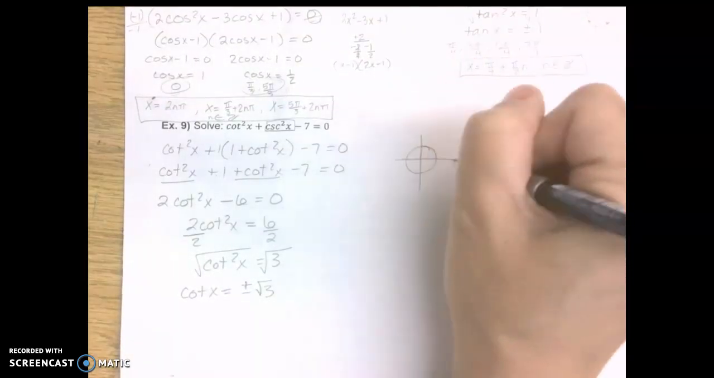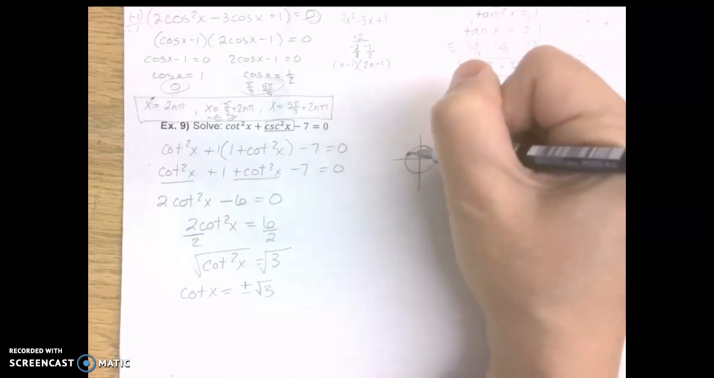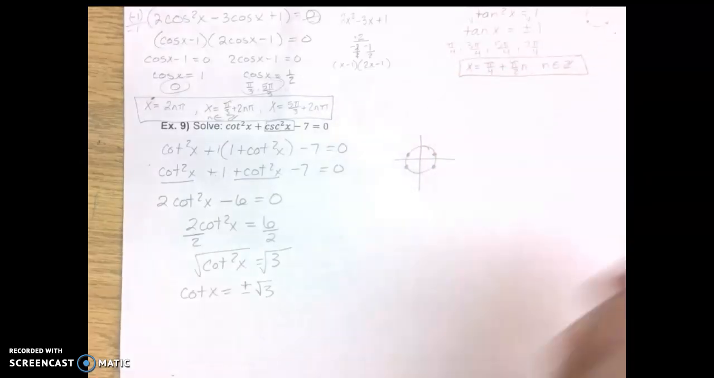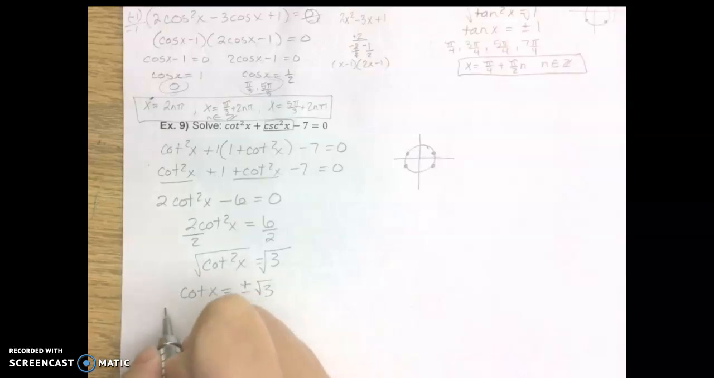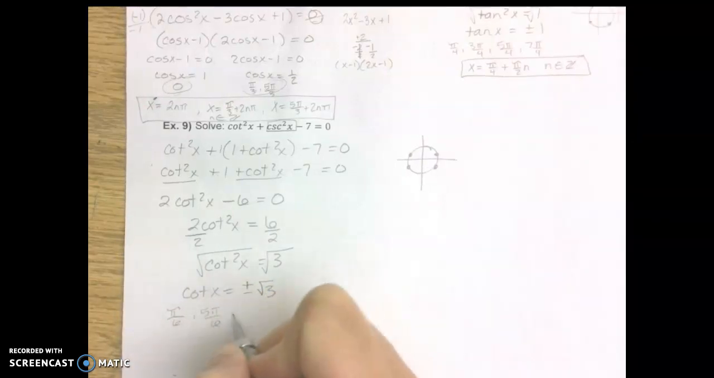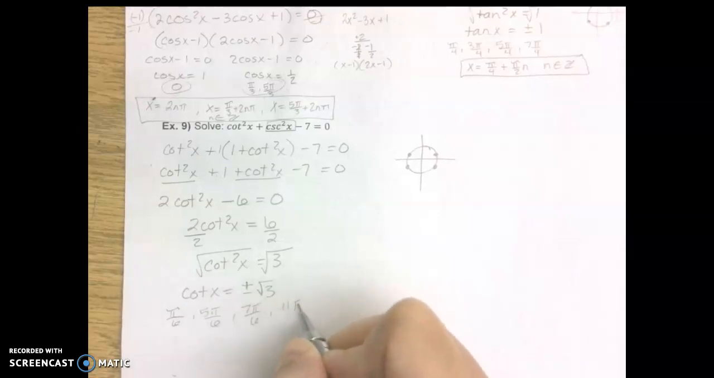Okay, when is cotangent the square root of 3? Well, that's at my pi over 6's. That's when tangent is the square root of 3 over 3. So this is the reciprocal. So I've got pi over 6, 5 pi over 6, 7 pi over 6, and 11 pi over 6.